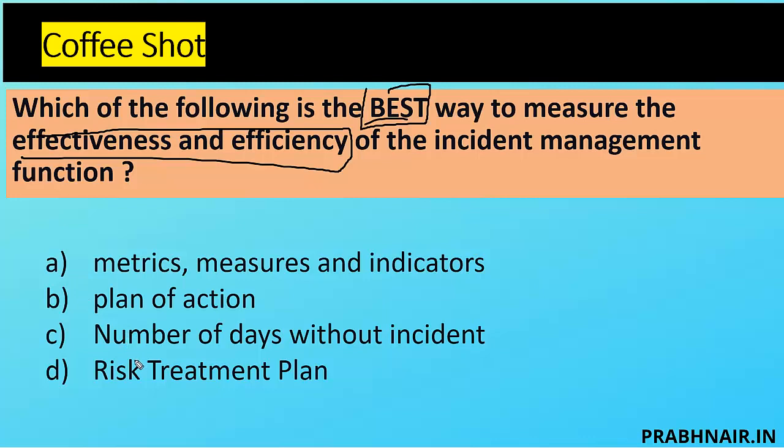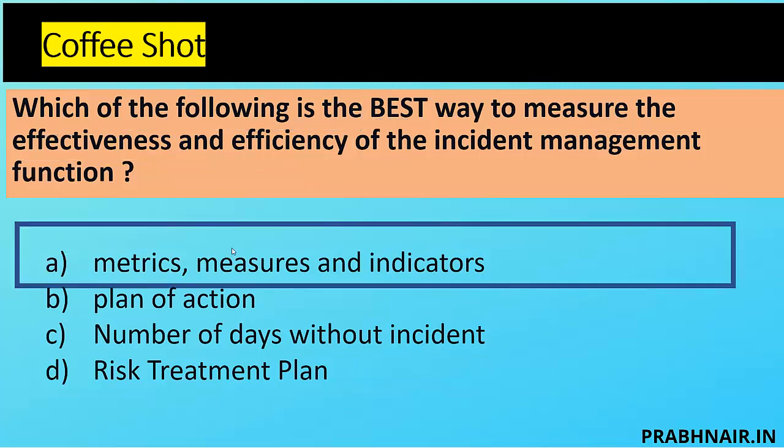See, the question is talking about measure. So D is the outcome. Number of days without incident is also one of the metrics. Plan of action is an outcome. But without A, B or C will not work effectively. So it's very important. Any kind of system you're introducing should be supported by metrics, measures and indicators. That's why the answer is A for alpha. Let's move to the next question.